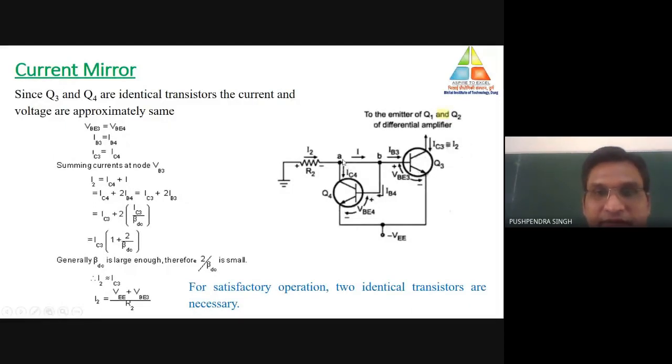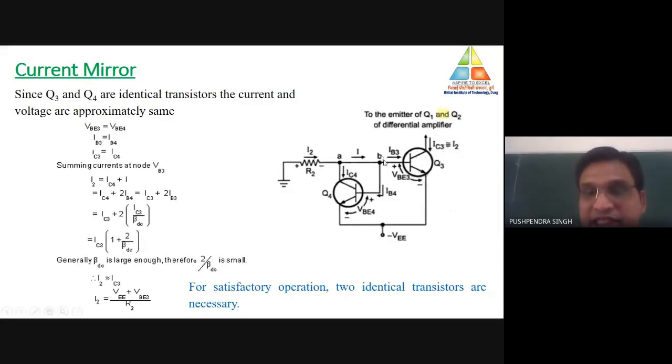From this particular terminal at node A, what is the incoming current? Incoming current is I2, and outgoing current is what? I and IC4. So as per the KCL at node A, I2 is equal to IC4 plus I. Then what is I? I is again divided into two parts. I is equal to IB3 plus IB4. You are getting one, na? I2 is I plus IC4. Then what is I? I is equal to IB3 plus IB4.